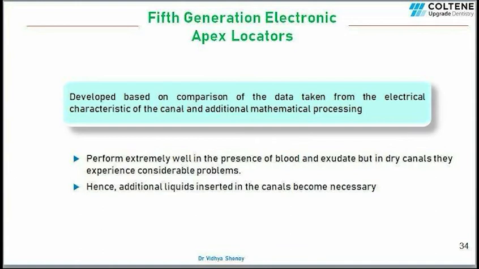The fifth generation apex locators was developed based on comparison of data taken from the electrical characteristics of the canal and some additional mathematical processing. They are supposed to perform extremely well in the presence of blood and exudate, but in dry canals they experience considerable problems. So it requires some additional liquids or irrigants to be inserted in the canal.